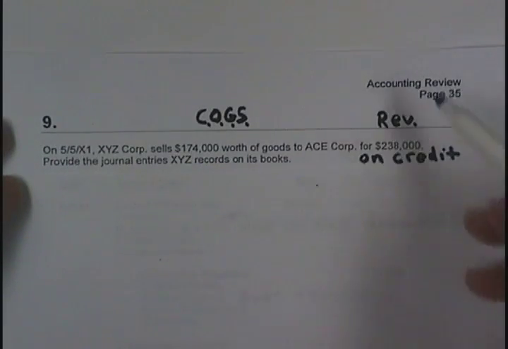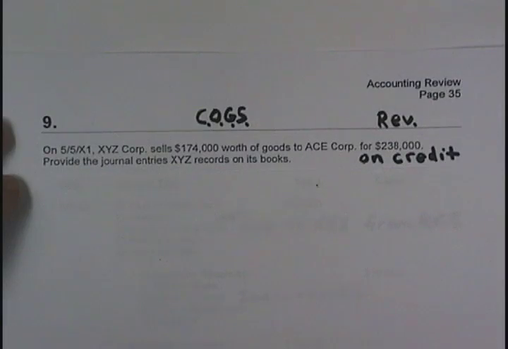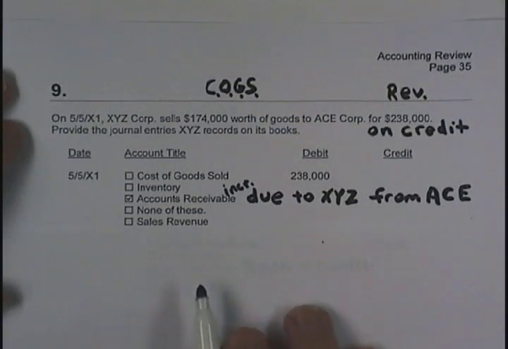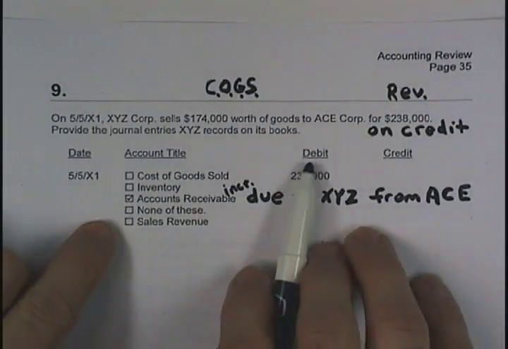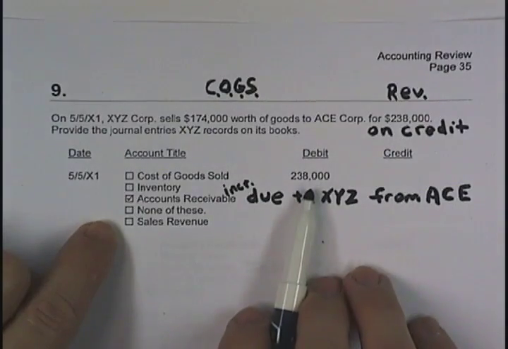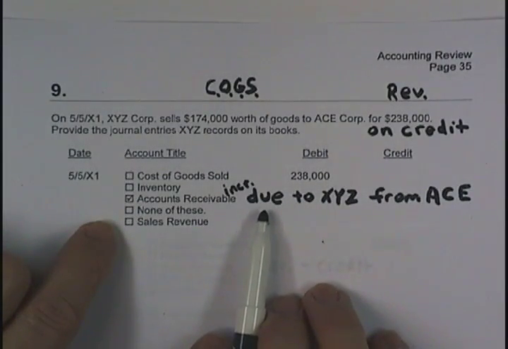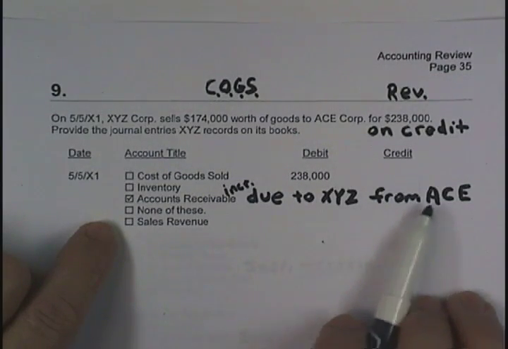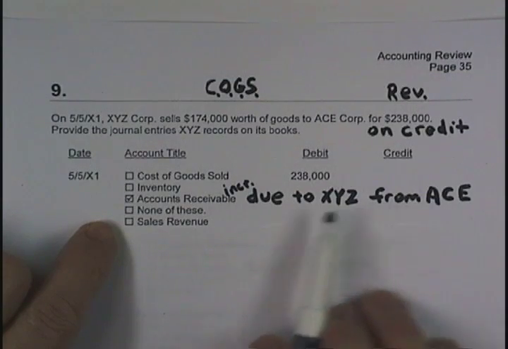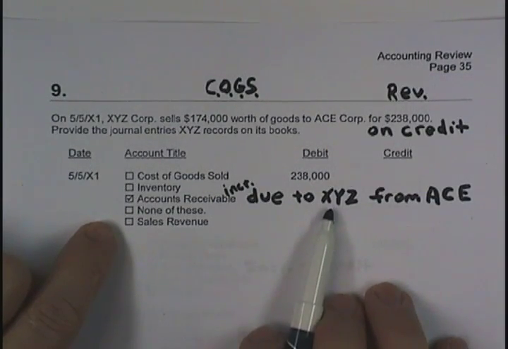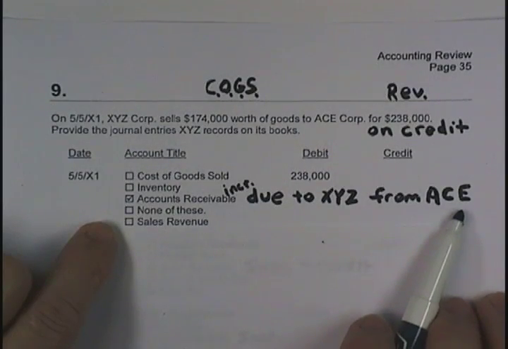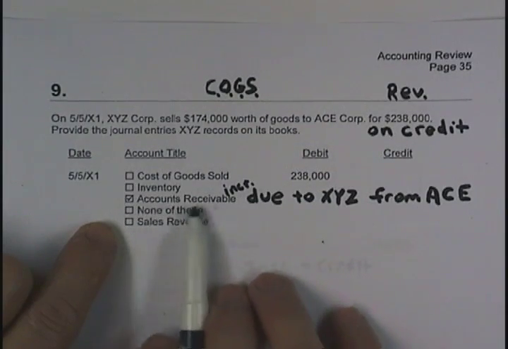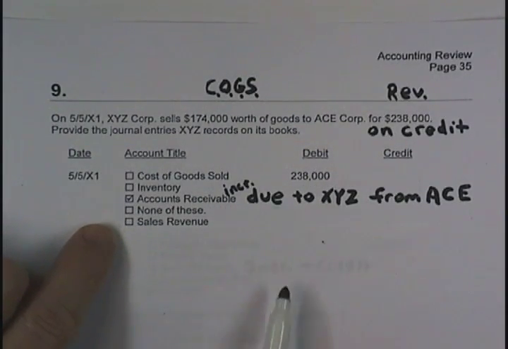We will first record the revenue indicating that it is on credit. So XYZ will set up an account receivable, which will increase accounts receivable with a debit for the $238,000 transaction to show that the amount of $238,000 is due to XYZ from ACE, its customer. So our subsidiary ledger for XYZ Corporation will show that ACE is the company that owes it the $238,000, and the accounts receivable increased by that amount with a debit.